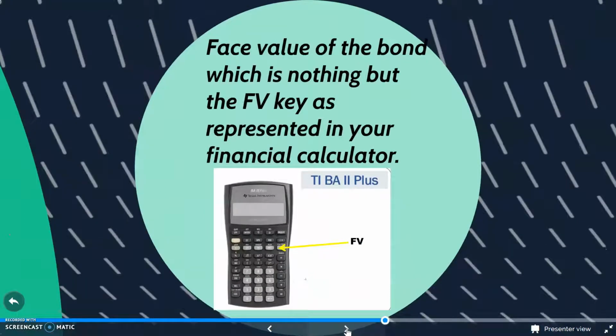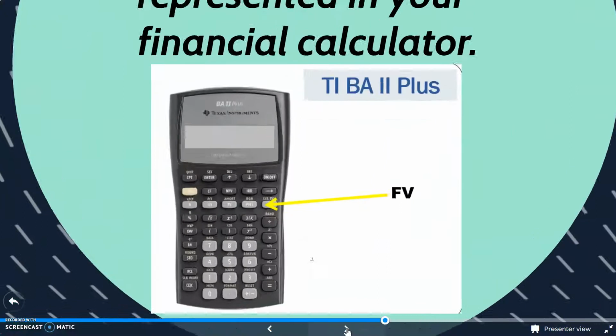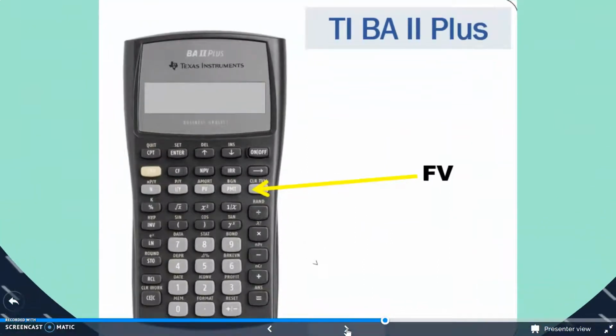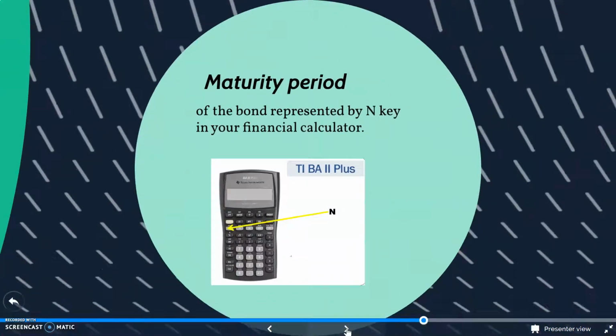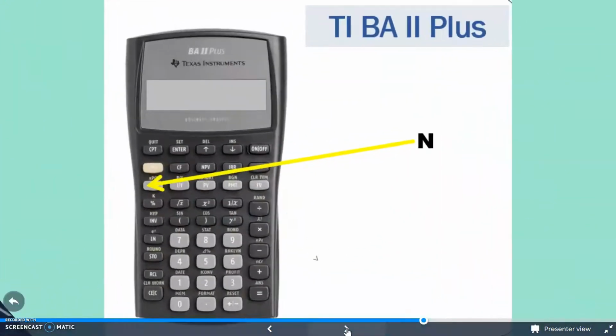The face value of the bond is nothing but the future value because we get the principal at the end of the maturity period. And this is represented by the future value or FV key in your TI BA2 Plus financial calculator. The maturity period of the bond is represented by the N key in your TI BA2 Plus financial calculator.